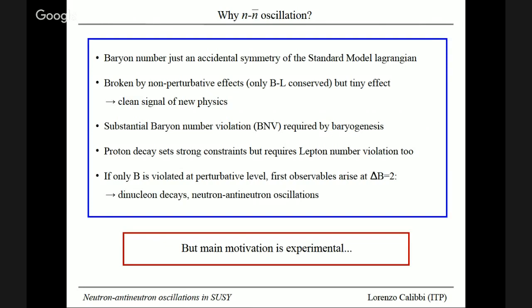But this gives very tiny possible visible effects. So in a sense, if we observe any process violating the baryon number, it's a clean signal of new physics. So this is the first reason why we might be interested in looking at processes of neutron to anti-neutron oscillations.